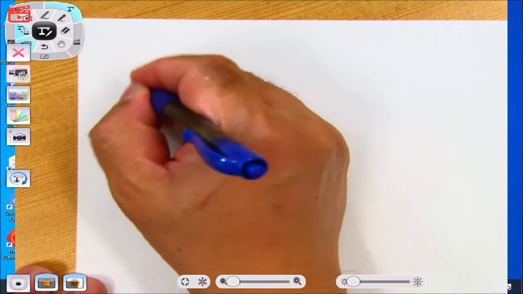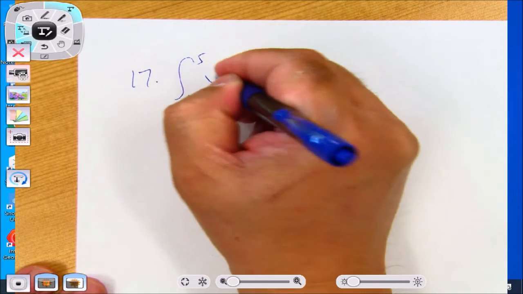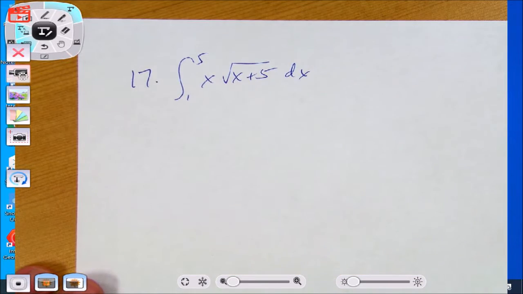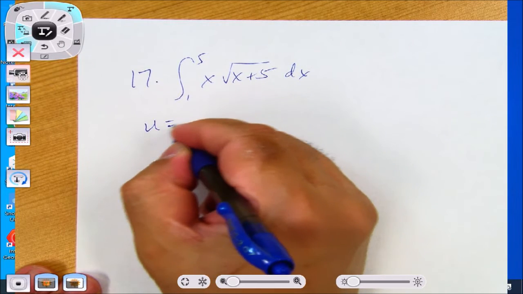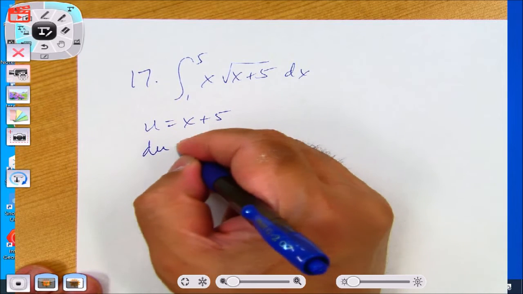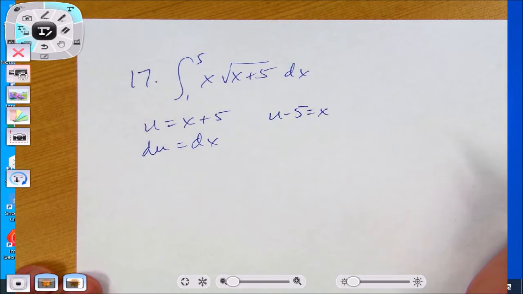Okay, 17. So the first thing I did was take it to where the square root wasn't in there. I brought it out to an exponent. Alright, so I'm going to let u equal x plus 5. So that means du equals dx, and u minus 5 equals x. Everybody agree with that?